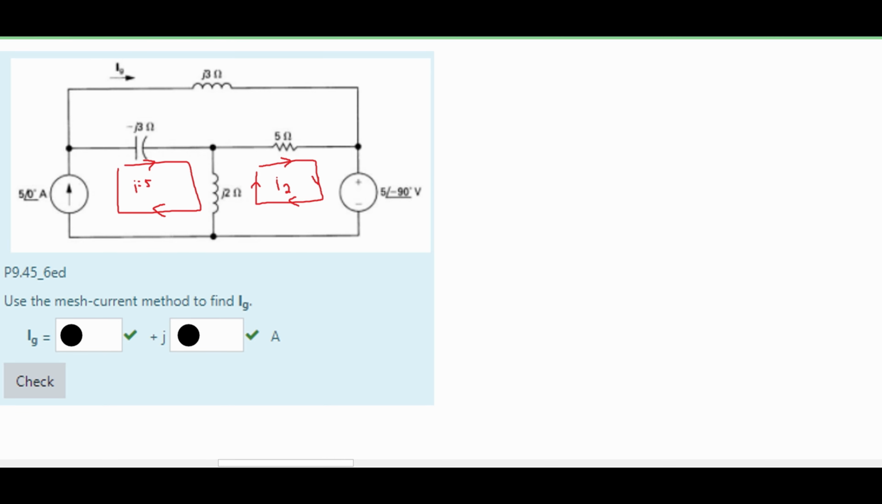So we know that our I1 is 5, and it is over this J2 impedance. So we are going to have a negative because it's in the opposite direction, 5 times our J2, and this is for our first current. Now we need our second current, so we're going to have a plus I2. We're going to add all the impedances that it touches, so we will have a 5 plus J times 2 in here, and then we also have this voltage right here. Well, we know the voltage is going into the positive and out of the negative, so we will have a plus, since it's going in the same direction, 5 with an angle of negative 90. This is set equal to 0.